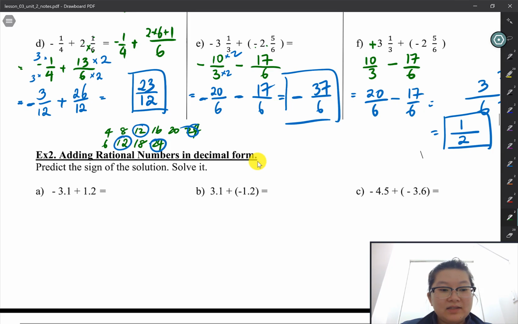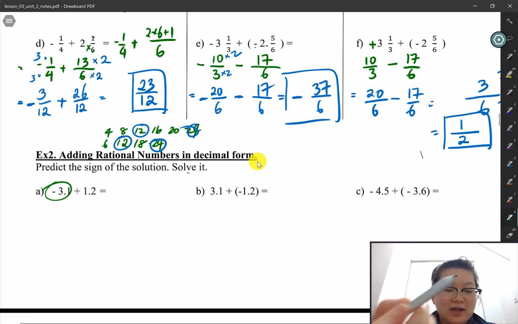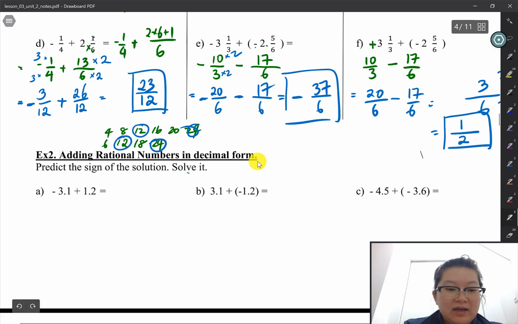Okay, so let's start off with A. With A, we first have to predict the sign of the solution, then solve it. We have negative 3.1 and 1.2. The sign is going to be whichever sign is carried by the larger number. So 3.1 has a negative sign in front. It is definitely larger than 1.2 in terms of absolute value. So I think this answer is going to be negative since 3.1 is bigger.